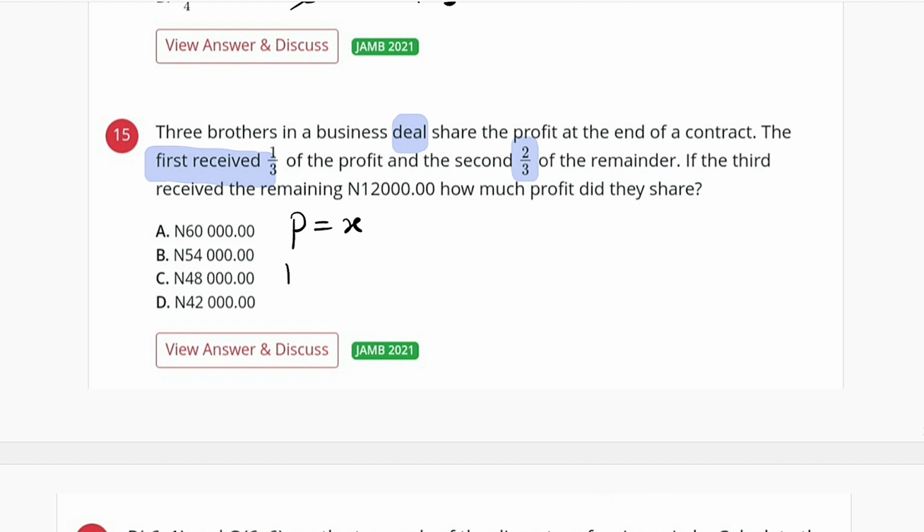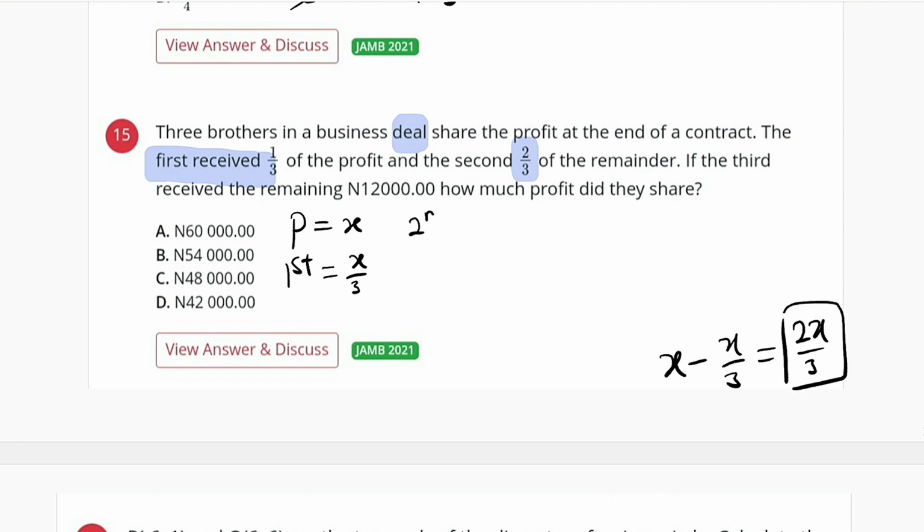So the first person got 1 over 3 of this, so we have X over 3. The second person got 2 over 3 of the remainder. So let me first of all find the remainder. The remainder will be the total minus what the first person has gotten, X divided by 3. And this is equal to 3x minus x, which is 2x divided by 3. So this is the remainder. And the second person got 2 over 3 of this. So we multiply this by 2 over 3, which is the same thing as 4x over 9.